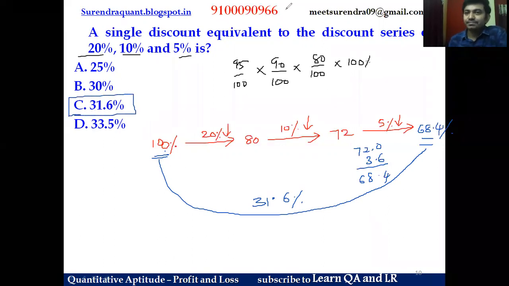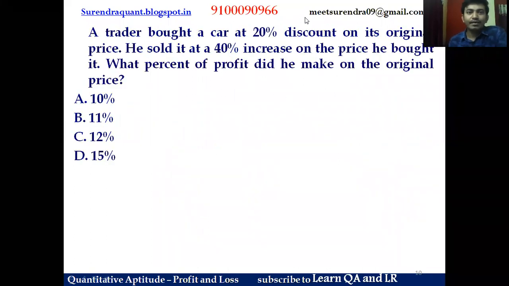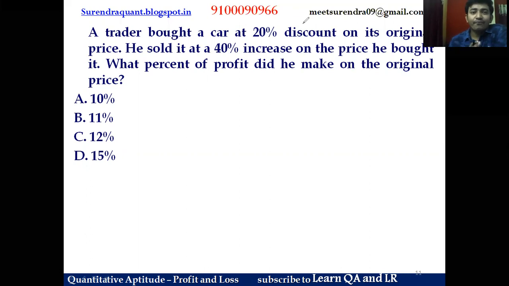Next question. A trader bought a car at 20% discount on its initial price. He sold it at 40% increase on the price he bought it. What percent of profit did he make on the original price?